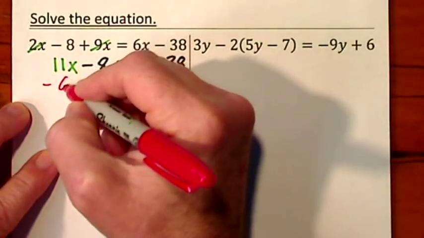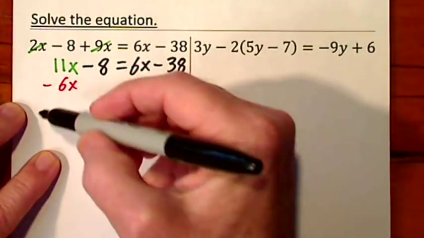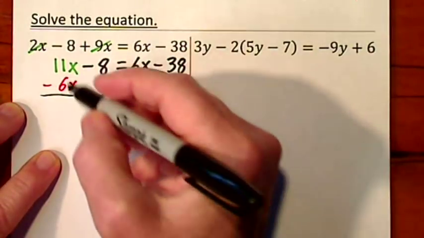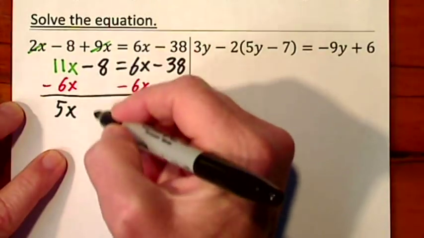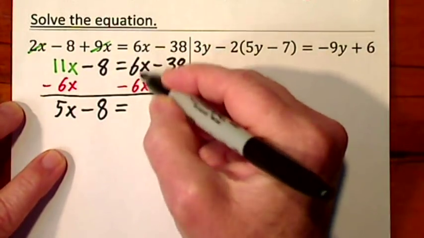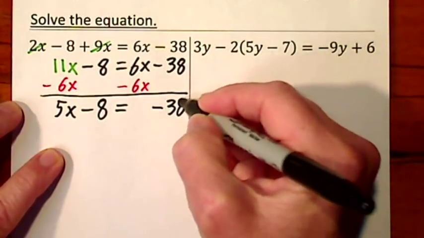Also put a negative 6x on the other side of the equal. Just draw a line and bring everything down. This gives us 5x. Bring down the negative 8. Bring down your equal sign. That's a 0. I don't have to write it. And we still have negative 38.